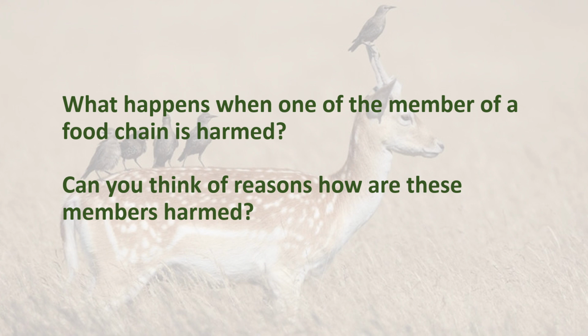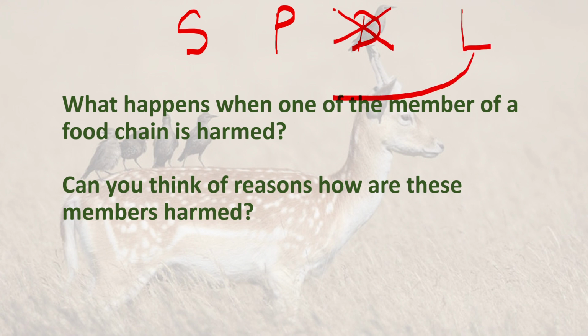Now, an important question. Let us imagine there's a food chain. There's a sun, there's a plant, there is a deer, and there is a lion. That is a food chain. Now, what will happen if one of the members of the food chain is harmed? Can you think of it? Let us think what will happen if there are no deers. So you have the sun, then you have the plants, we don't have the deers, and then there's the lion. Can the lion directly eat the plant and live? Can lions eat plants and live? No, the lion will also die ultimately.